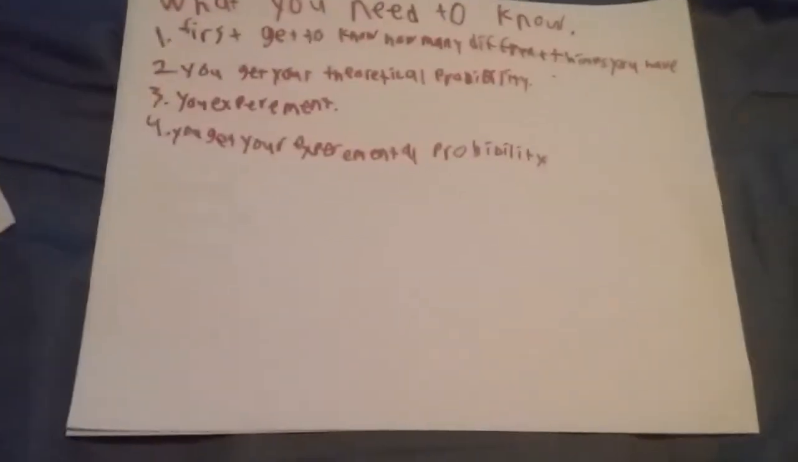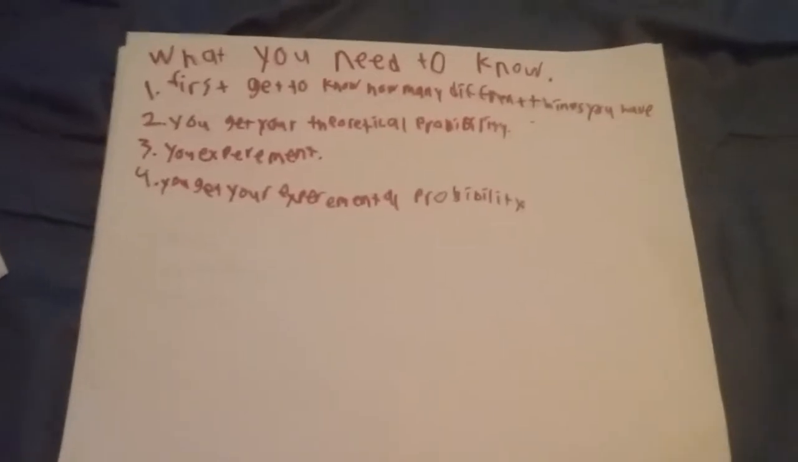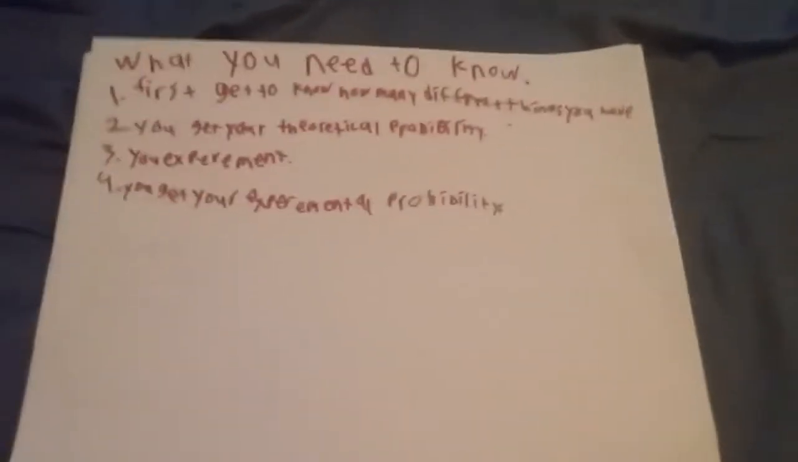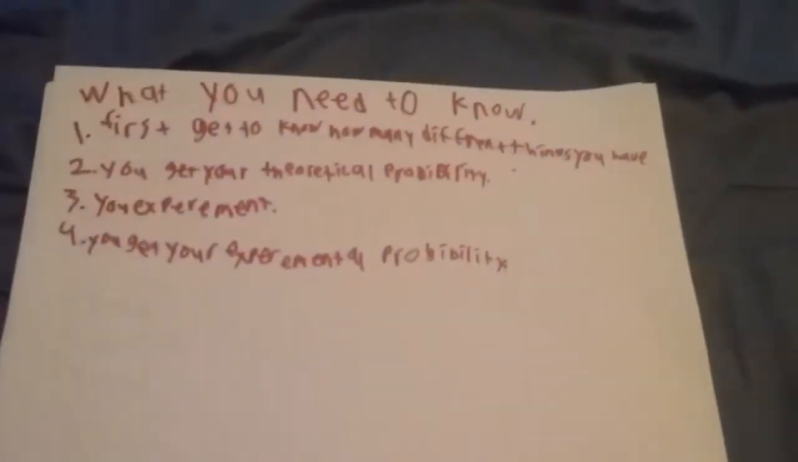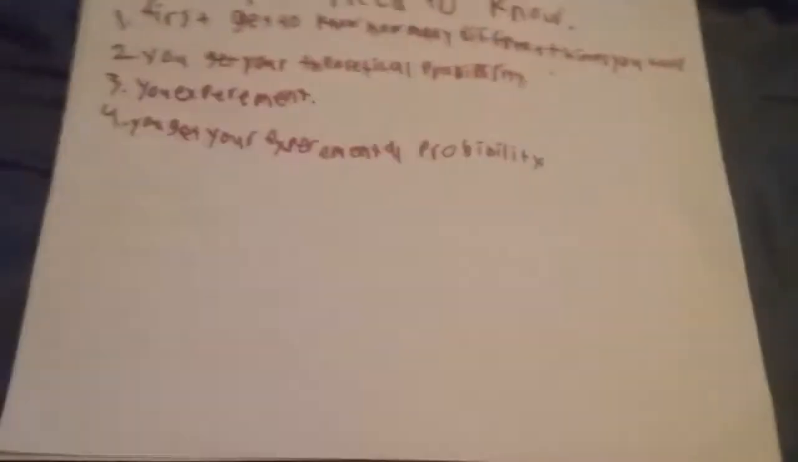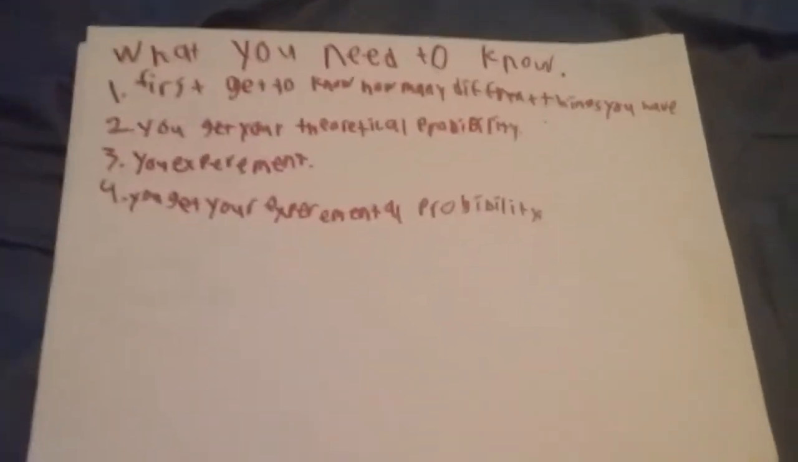And then after that, you would do your experiment, like you would flip the coins. So after you do that however many times you want, you would get the experimental probability. The experimental probability is the thing you get after you do the experiment, and it's different from the theoretical probability because it's what actually happened, and it could be completely different than what you guessed. So it could be 3 heads to 1 tail, or 3 tails and 1 head, or all heads or all tails.